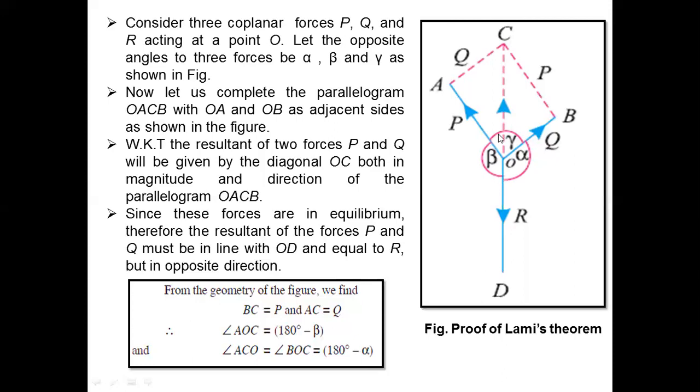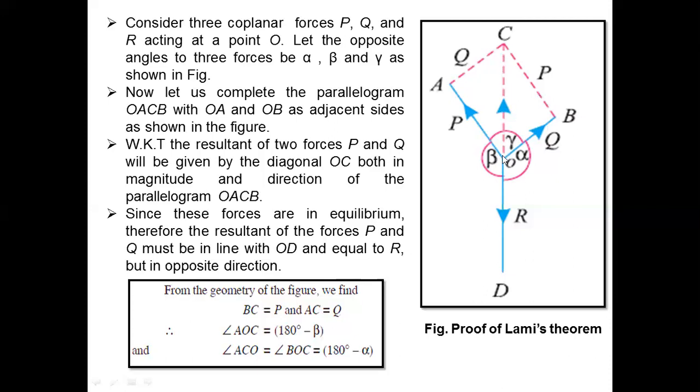So what is the angle which formed here? The angle should be 180 minus beta. The same way, what is the angle at ACO? To know what is the angle at ACO, as I mentioned, both the triangles OAC and OBC are equal. So to know the angle made by this particular point, I have considered a triangle BOC.